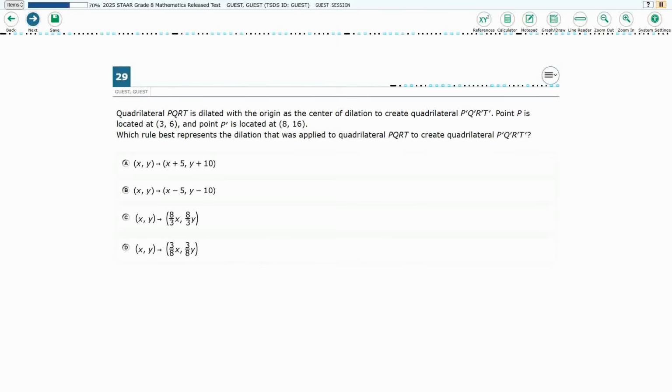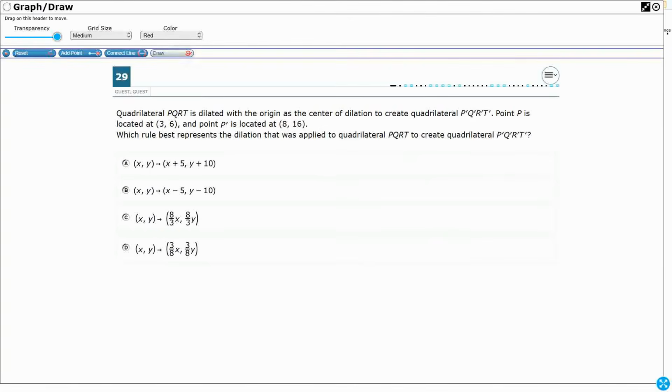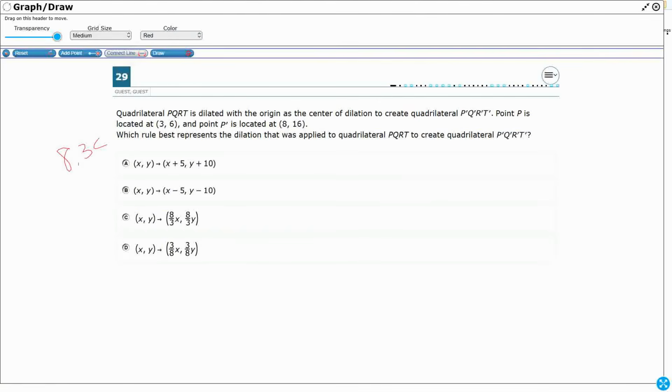Number 29, we are looking at dilation representations. This is 8.3c. And we have a quadrilateral that is not drawn for us. So let's go ahead and make a quick sketch. Okay, so we can go ahead and get a coordinate plane. And so let's do that.